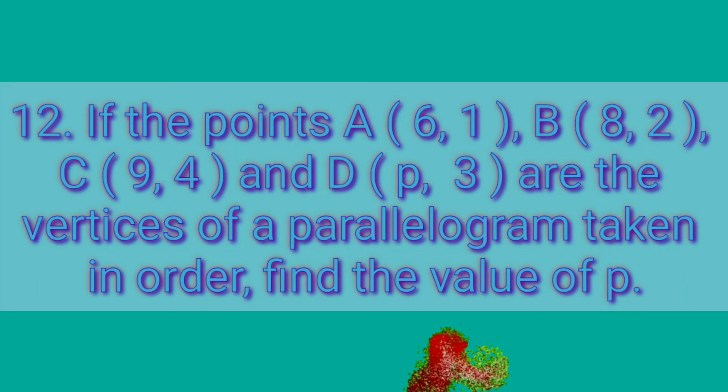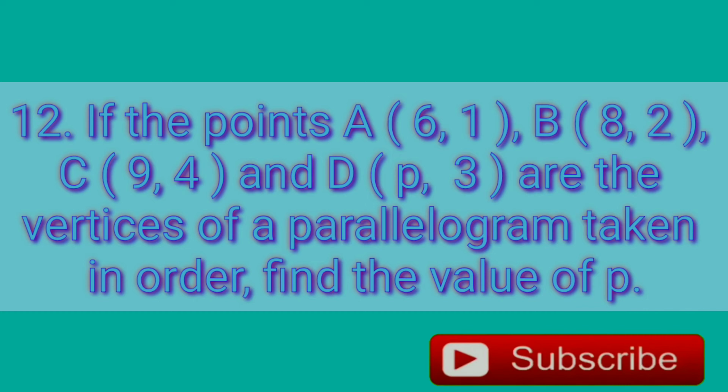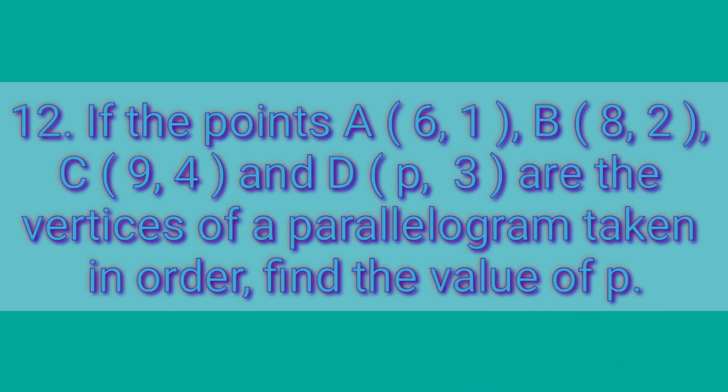Here we have a question. If the points A(6, 1), B(8, 2), C(9, 4) and D(p, 3) are the vertices of a parallelogram taken in order, find the value of p.